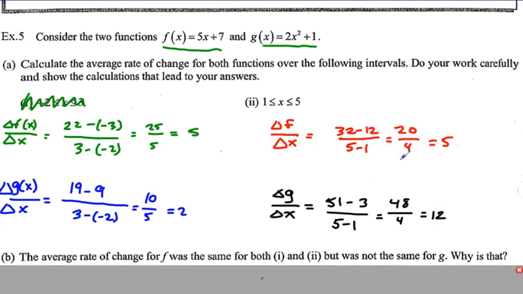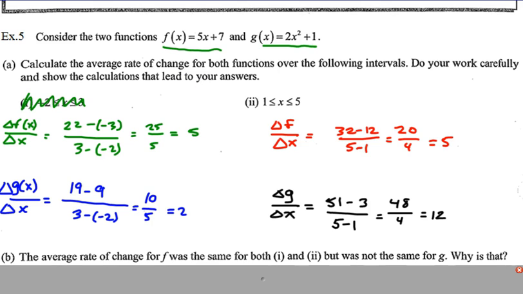Okay, so let's check it out. Let's do some comparing and contrasting. The average rate of change for f was the same for both intervals, both 5s, right? And you think about what shape that is. Well, it's going to be a line. No surprise there. And it was not the same for g.